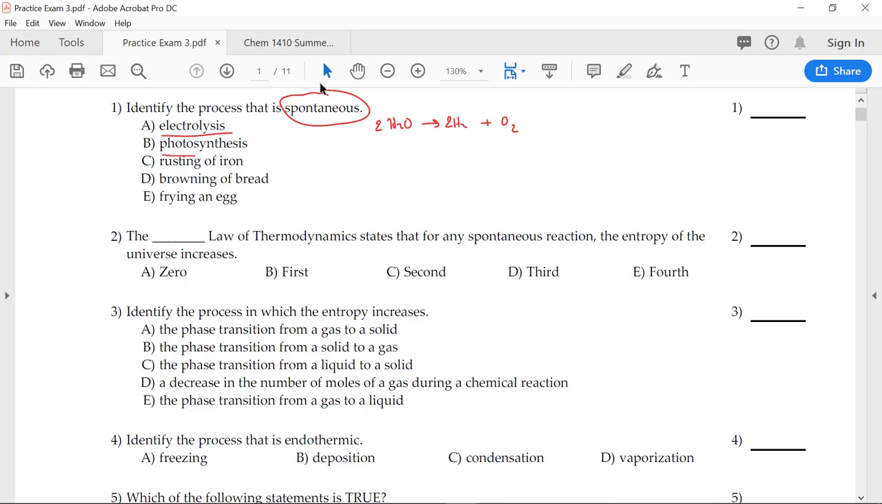For photosynthesis, in this process, you actually make glucose out of carbon dioxide and water. But this requires continuous input of sunlight for the process to occur, which means without that, the reaction will not occur automatically. The rusting of iron will occur automatically. So basically, when you leave the iron in the air, the rusting process is going to start. So C is the correct answer. About D, when you leave the bread in the air, it's not going to be browned automatically. Similarly, an egg will not be fried automatically unless you actually use some heat for this reaction to go on.